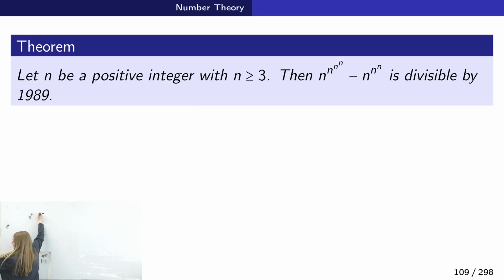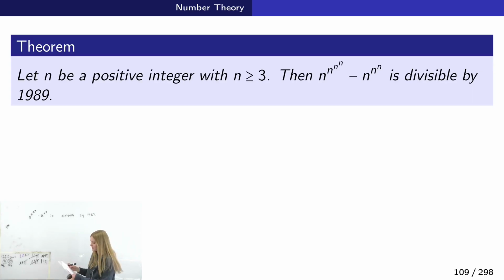Okay, so if n is a positive integer with n greater than or equal to 3, then n to the n to the n to the n minus n to the n to the n is divisible by 1989. I hope this is your new party trick, that you just know this, and then you pull out a calculator. Like, I could show you that this is true.